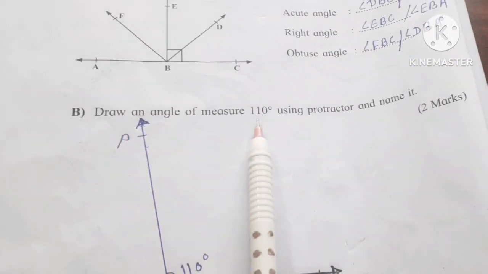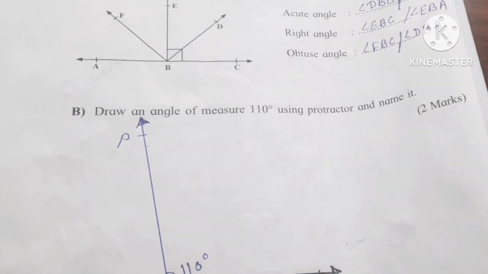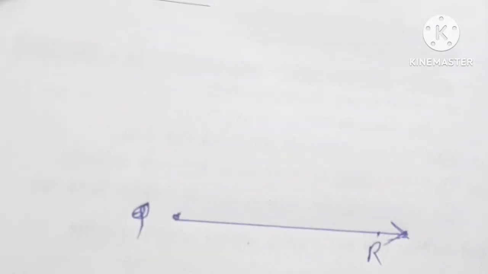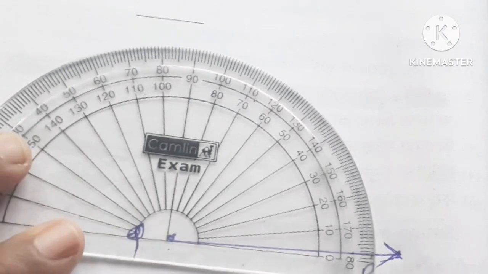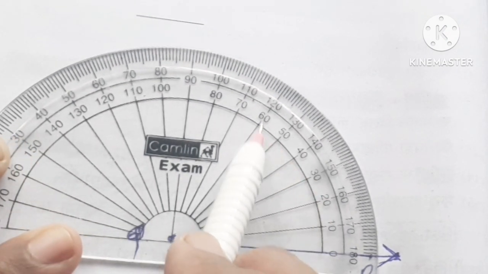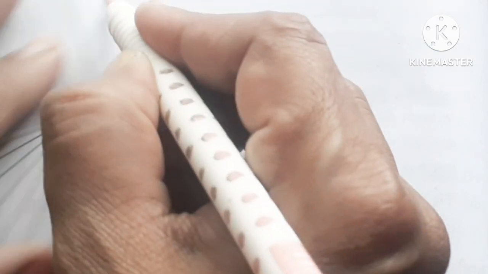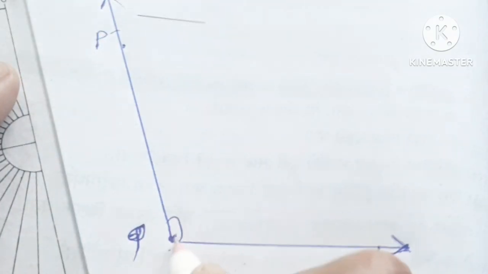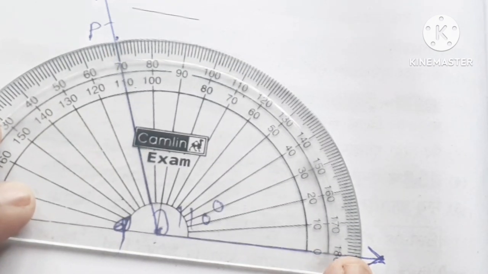B. Draw an angle of measure 110 degrees using a protractor and name it. First we draw a ray QR. Match the vertex with the center of the protractor and count 0, 10, 20, 30, 40, 50, 60, 70, 80, 90, 100, 110. Here we take a point and join Q and this point, and we get angle PQR of 110 degrees. Also we can check whether our angle is correct or not.